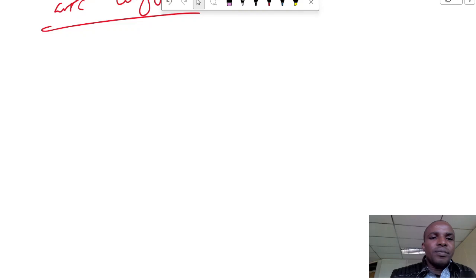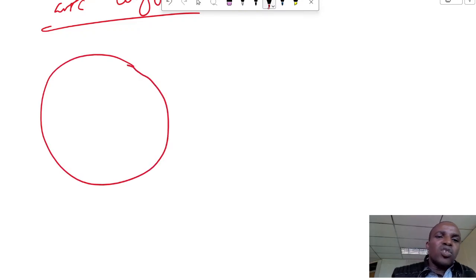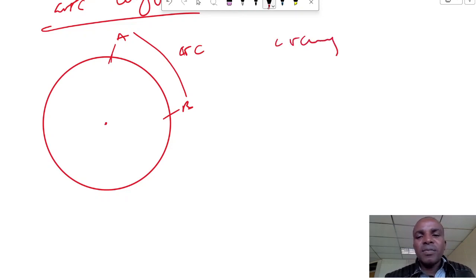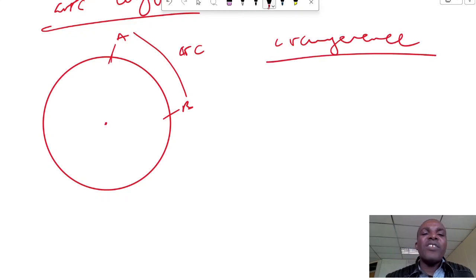Length of an arc. If I draw my circle like this, then from this point to this point, I can say from point A to point B, this one is my arc. How can I find the length of this arc? Arc is part of the circumference, which means arc length is found from the circumference. How do you find circumference? You can use pi d or 2 pi r. These two formulas.